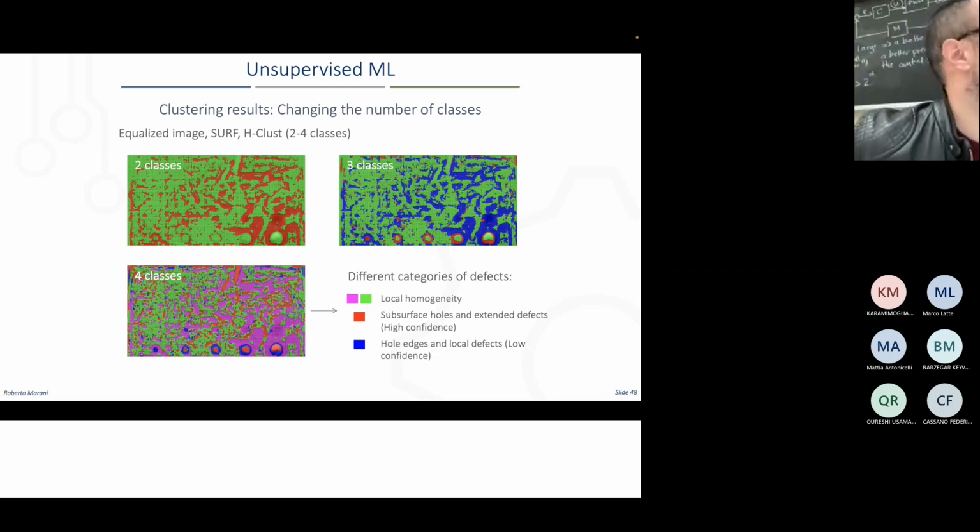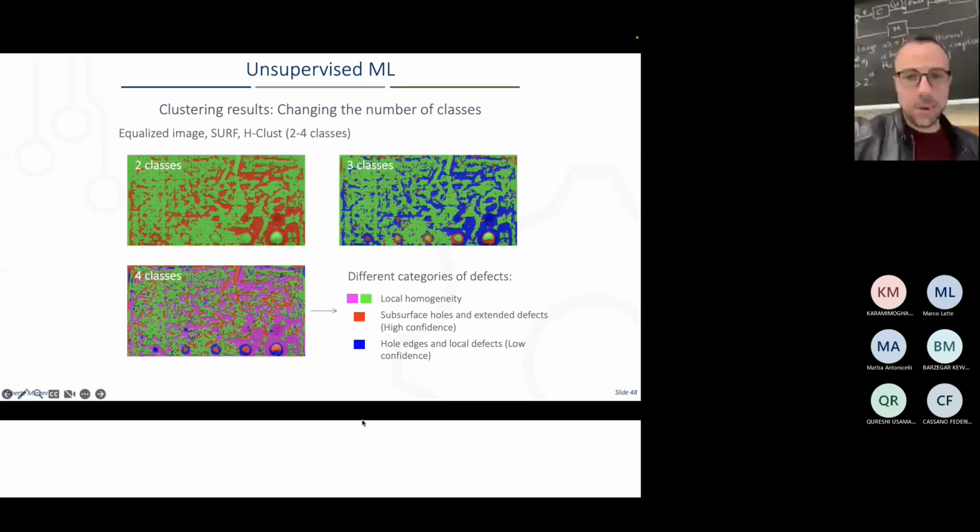Or these points here in red that are related to subsurface defects, or let's say extended defects, with high confidence. So we don't know anything at all about the labels. So we are discovering the knowledge. So we are trying to understand the results. So that's the point of unsupervised clustering.